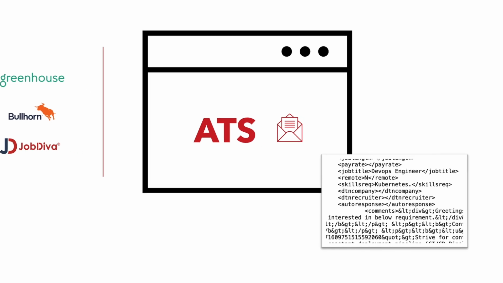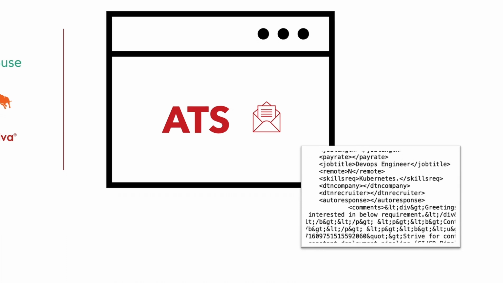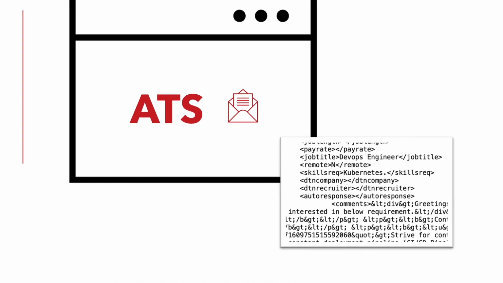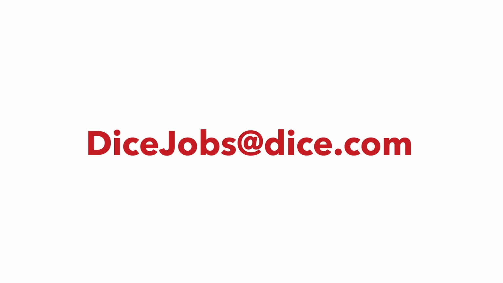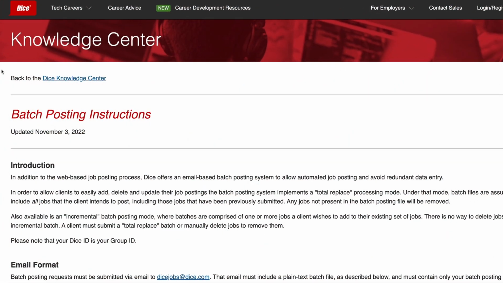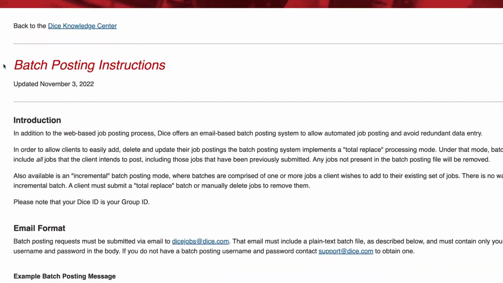How does a batch file work? Your ATS takes job information, encodes it into an HTML format, then sends it as an attachment to an email sent to dicejobs@dice.com. Inside this batch file are your job postings that will need to be perfectly formatted so Dice and your ATS properly talk to each other and pick up your jobs. There are key requirements and formatting that needs to be followed. Visit the Dice batch posting instructions for further information.